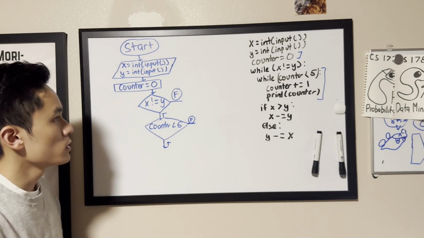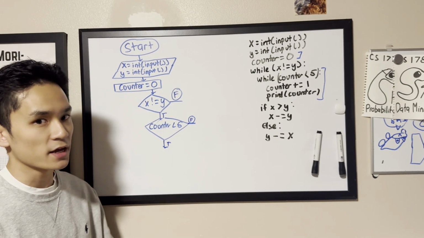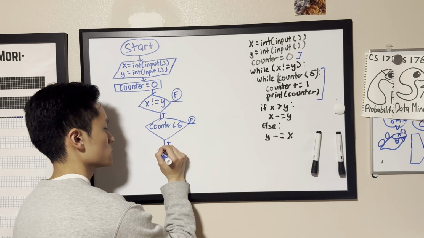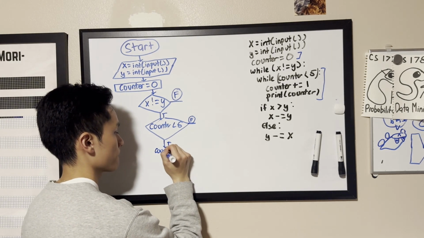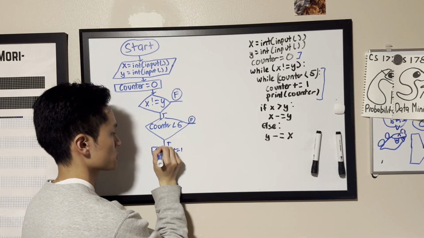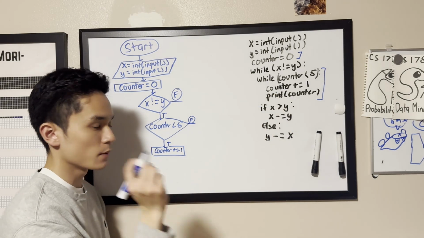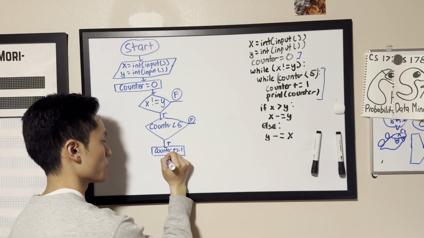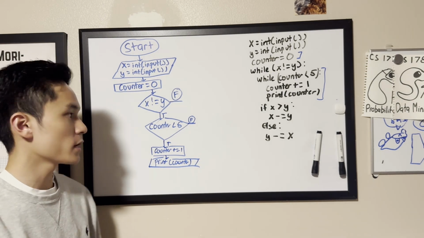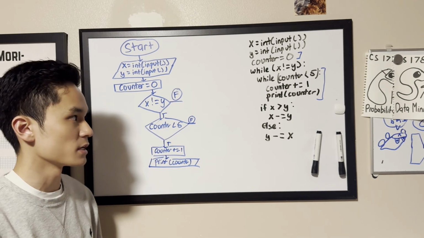So when it's true, it's counter plus equals 1, and because that doesn't involve the user, aka there's no input or print, we just make that a regular rectangle. So counter plus equals 1, that's just going to be a rectangle. And immediately after, we're going to print the counter, and because it's a print statement, we're going to use a parallelogram. Alright, so once we do that, this is where this differentiates from a normal conditional statement.